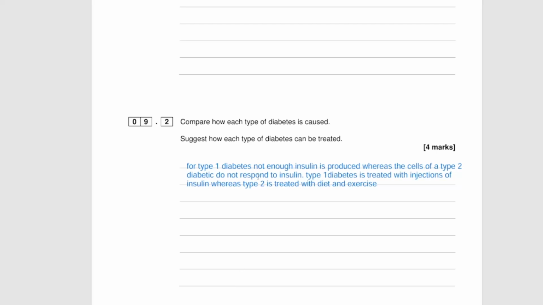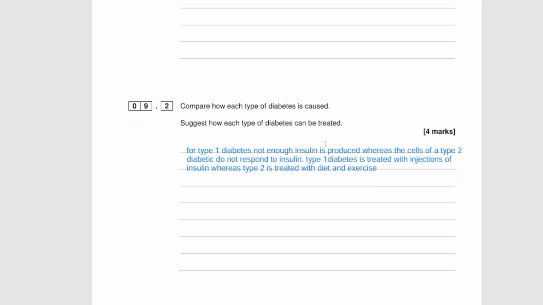Now the issue with this question is it says compare how each type of diabetes is caused, and the first half of the mark scheme focuses on the difference between the two types of diabetes. It's not really focusing on causes of the diabetes, more so talking about how the different types of diabetes affect the body.